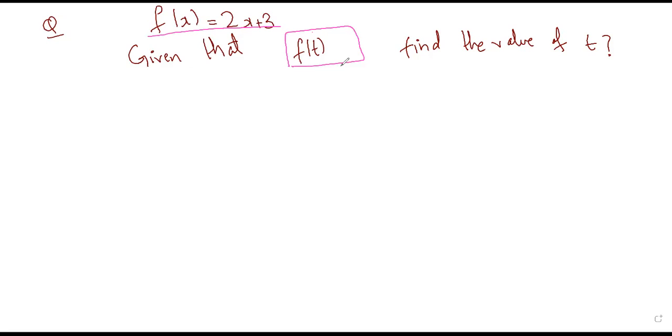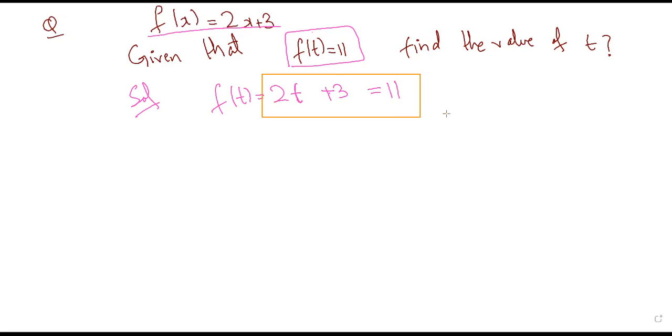So we will first find f of t. F of t is nothing but the same thing. The only difference is that I will replace x with t. And we have been told that f of t equals 11. So now I have an equation in which t is the only variable. So I can easily calculate the value of t by making t the subject. So that would be 2t equals 11 minus 3, and t would be 8 by 2, and t is 4. This is the answer, right?